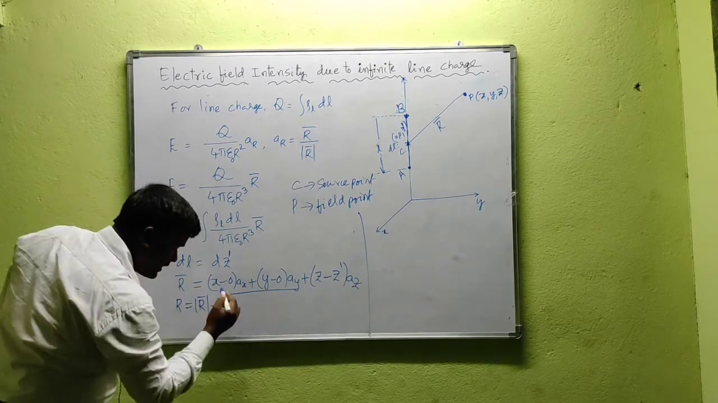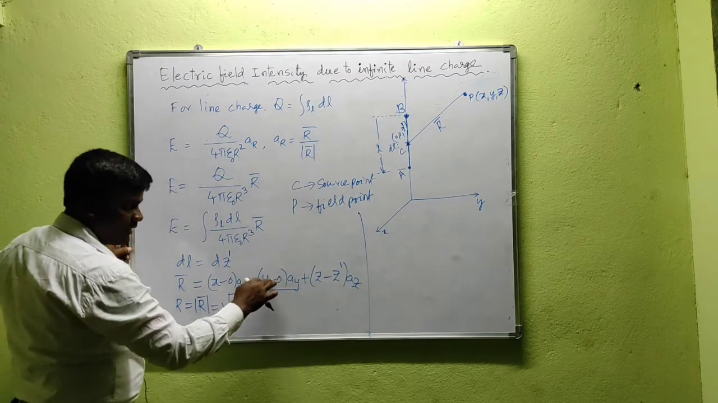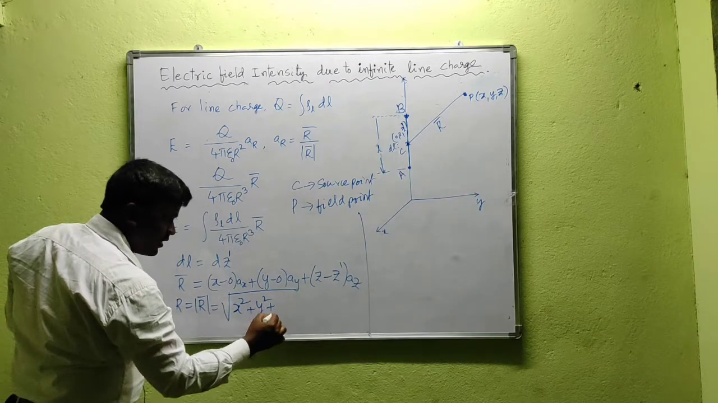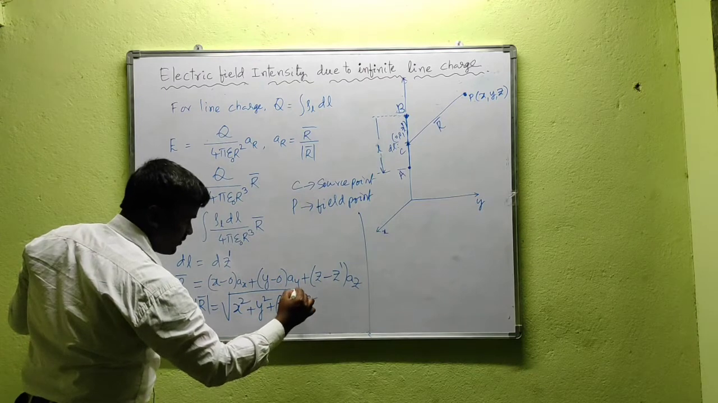So what is the x component here? X into ax, that is x only, so that's why x square. Y into y minus 0 into ay, that is y, so the y component gives y square. And what about the z component? The z component is z minus z dash whole square.